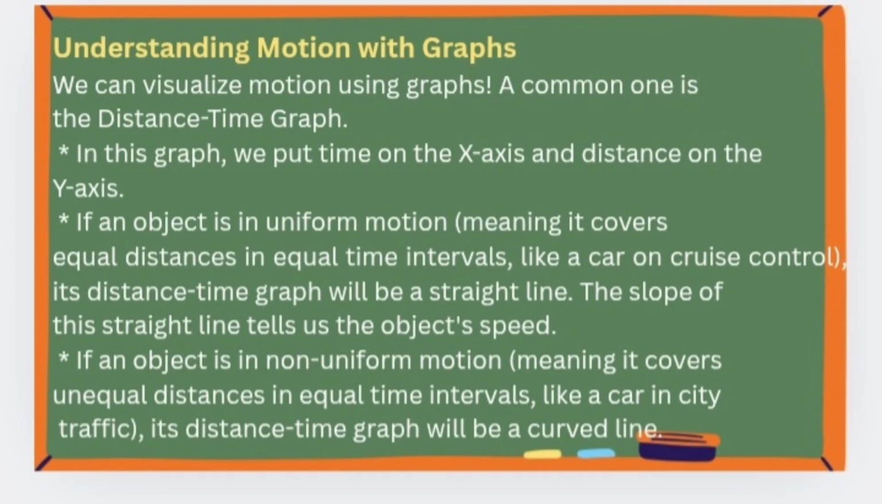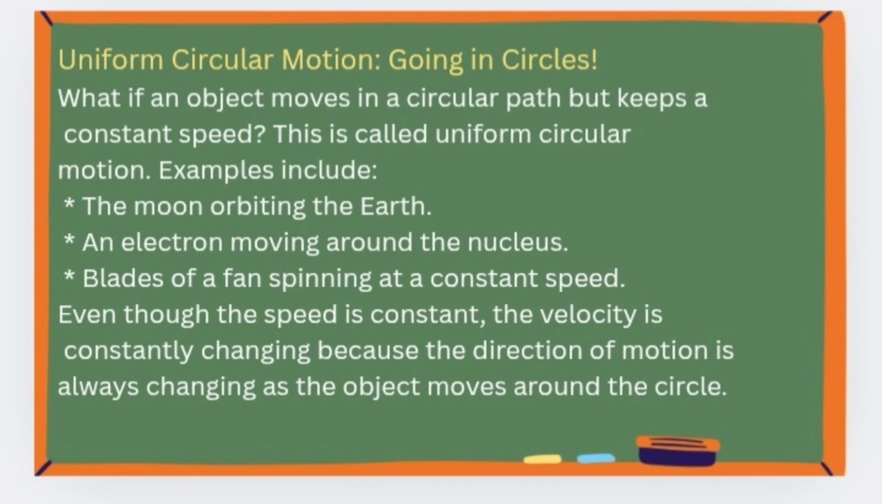If an object is in non-uniform motion, meaning it covers unequal distances in equal time intervals, like a car in city traffic, its distance-time graph will be a curved line. Uniform circular motion. Going in circles. What if an object moves in a circular path but keeps a constant speed? This is called uniform circular motion.